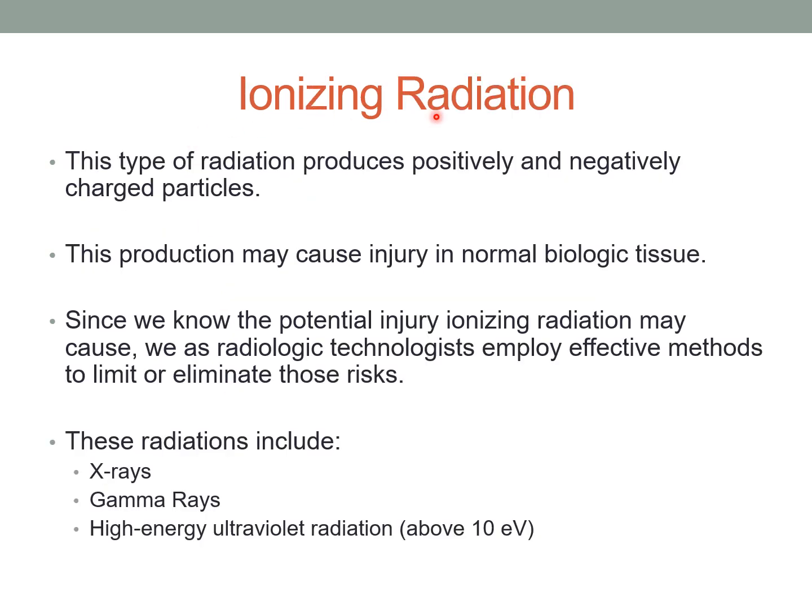Ionizing radiation produces positively and negatively charged particles. This production may cause injury in normal biologic tissue. Since we know the potential injury ionizing radiation may cause, we as X-ray techs employ effective methods to limit or eliminate those risks. Those radiations include X-rays, gamma rays, and high energy ultraviolet radiation above 10 eV. Like I said before, kVp is what you select on the control panel. What actually comes out of the tube, or what may affect our bodies, is the electron volts.